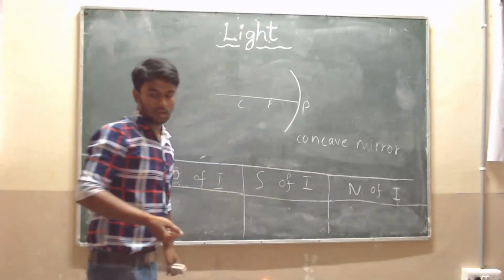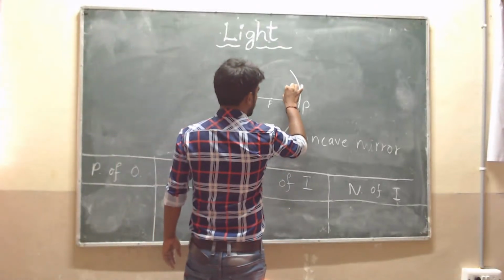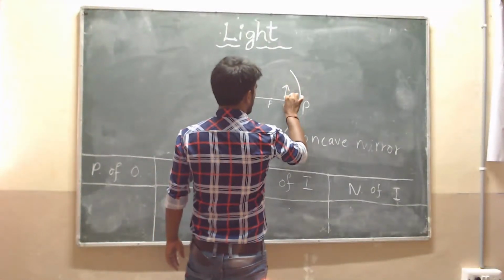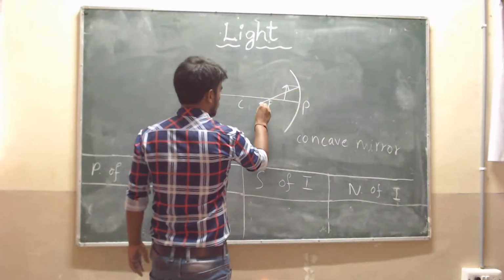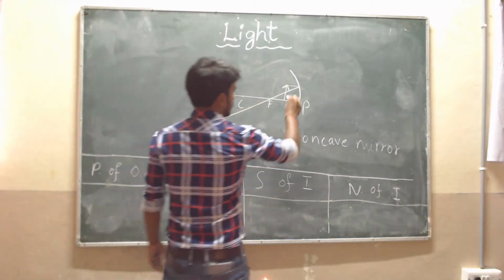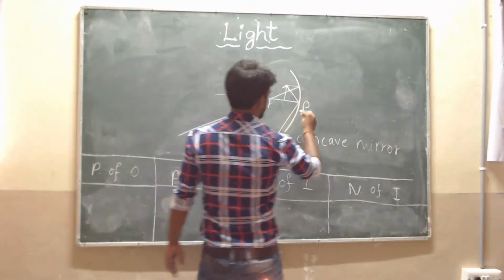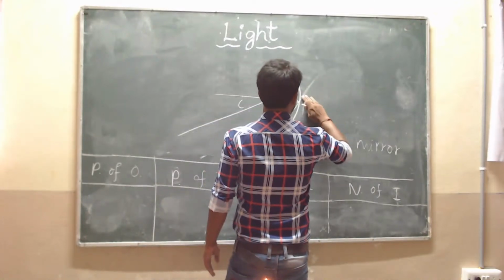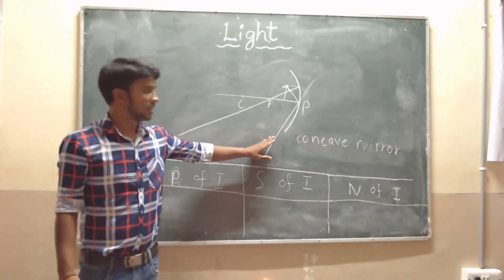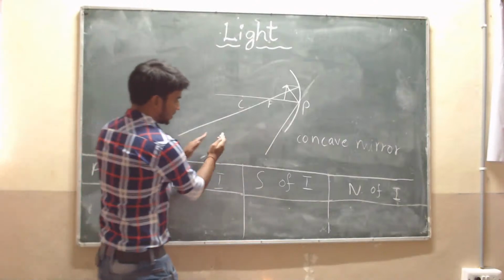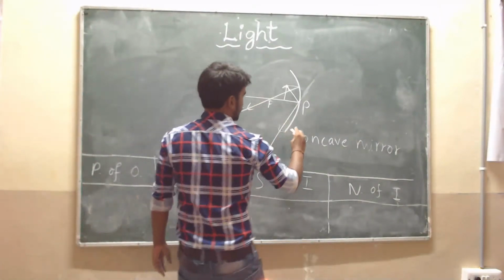So now I will keep the object between F and P. Consider one ray parallel to the principal axis; after reflection it passes through the principal focus. One more. Observe here, now these two rays are not parallel. When you extend the lines, the distance between the two rays keeps on increasing.